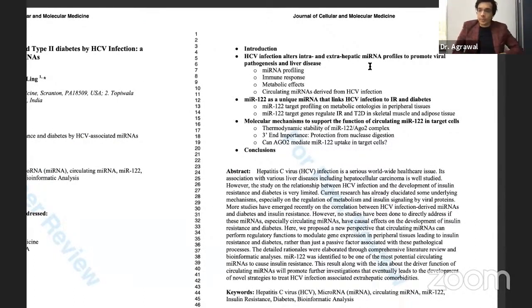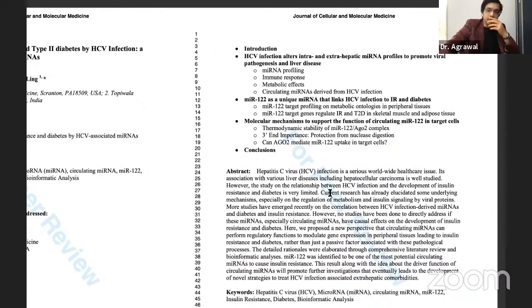What we tried to do was link particular microRNAs with HCV infections. It's a little complicated topic. A lot of people might not know, but if you have a hepatitis C virus infection, it can lead to insulin resistance and therefore lead to diabetes in patients, right? So what is the cause for this to happen? Why should an infection cause insulin resistance leading to diabetes? We were trying to identify if microRNAs have any role in this particular linkage or pathophysiology.